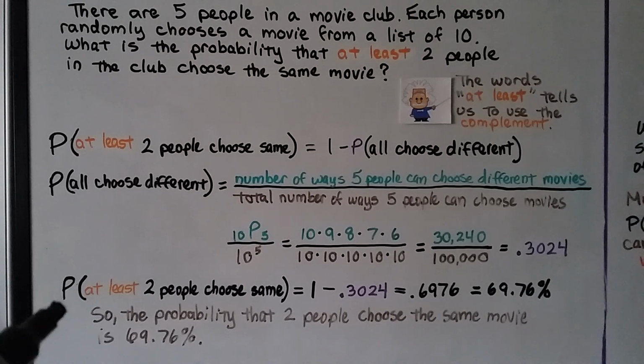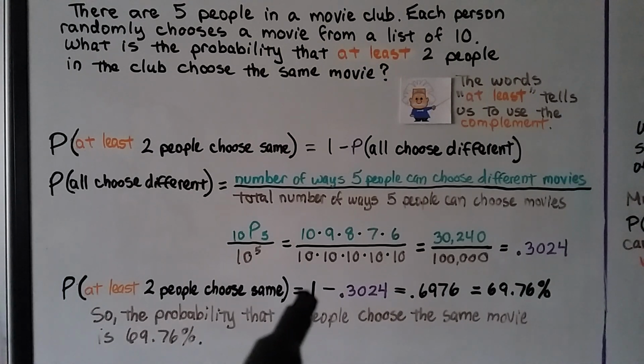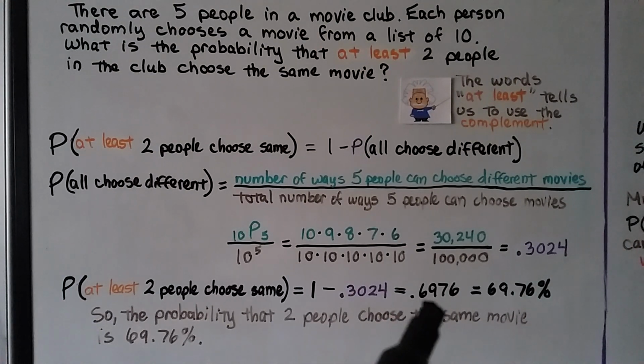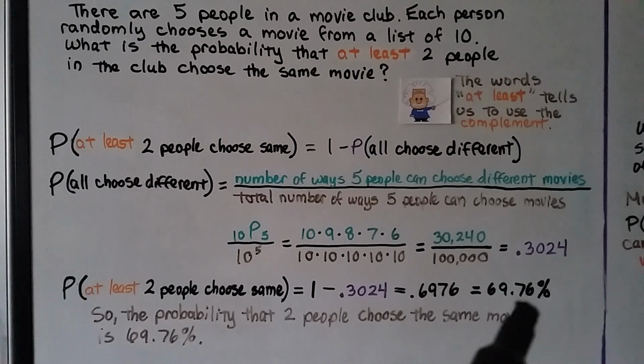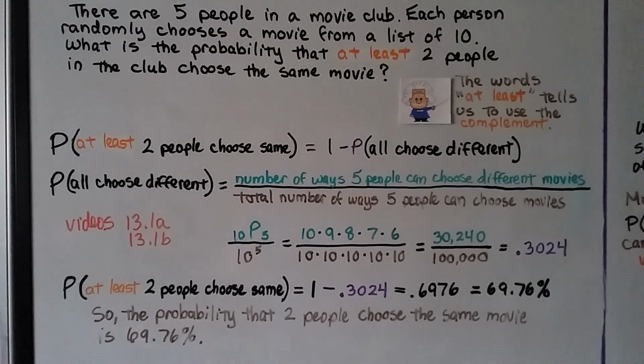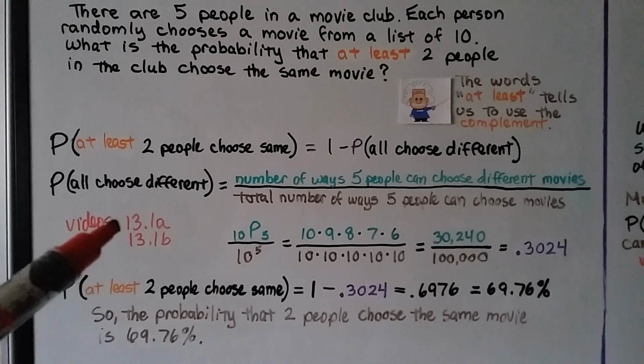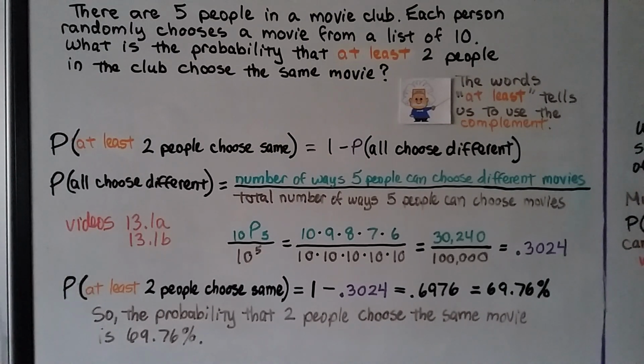So the probability of at least 2 people choose the same movie is going to equal 1, that's like 100%, minus the 0.3024. That's going to give us 0.6976, or we can write it as a percentage as 69.76%. So the probability that 2 people choose the same movie, it's about 69.76%. It's close to 70%. So, if you missed this lesson and this is confusing you, just click in the description and go back to 13.1a and 13.1b and start watching from there, and you'll pick up anything that you might have missed.